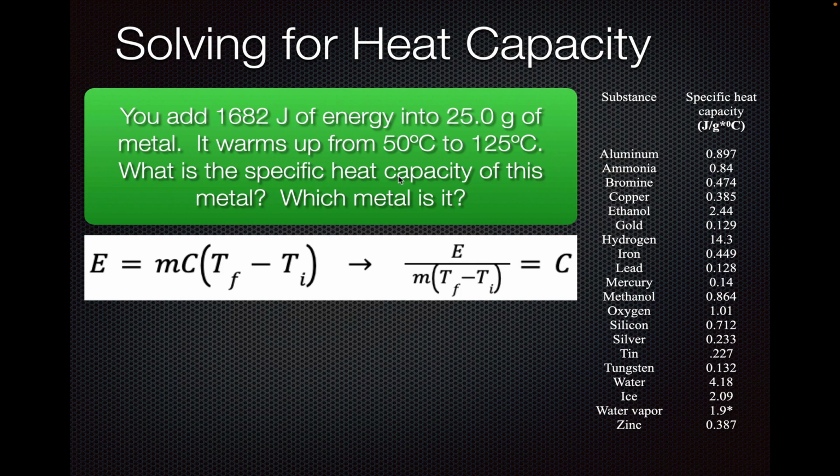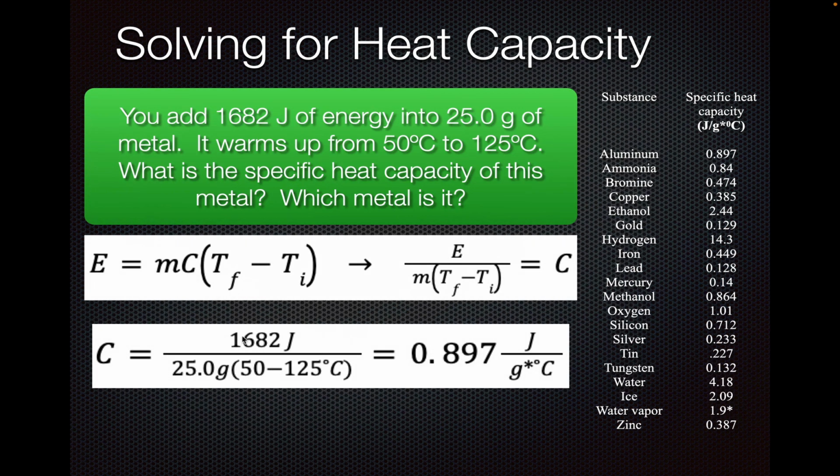Now, let's flip it around. Let's solve for heat capacity. So we have 1682 joules of energy into 25 grams of metal. It warms up from 50 to 125 degrees Celsius. What's the heat capacity of this metal? So now we take our equation and we rearrange it and we solve for the heat capacity. So we have energy divided by the mass times final temperature minus initial, okay? And if we do that, we get 0.897 joules per gram degree Celsius. So we come over here and look, well, what is 0.897? Oh, that's aluminum. So we're talking about aluminum metal here.